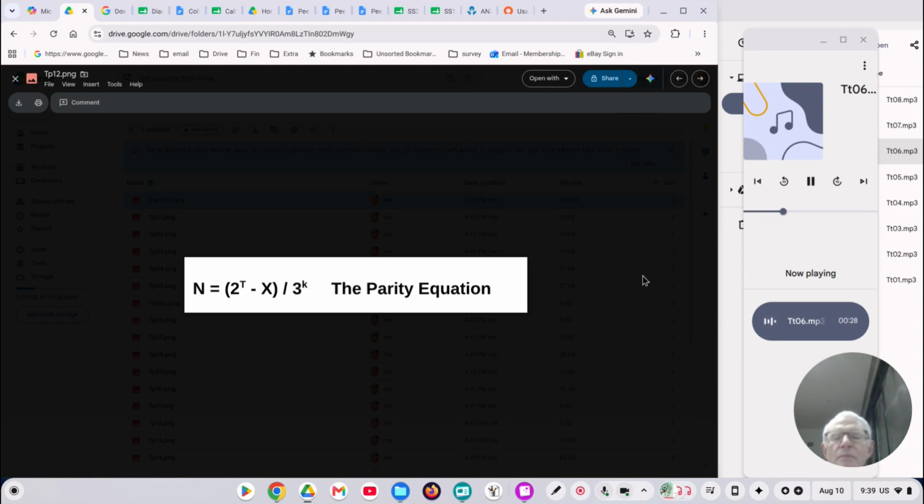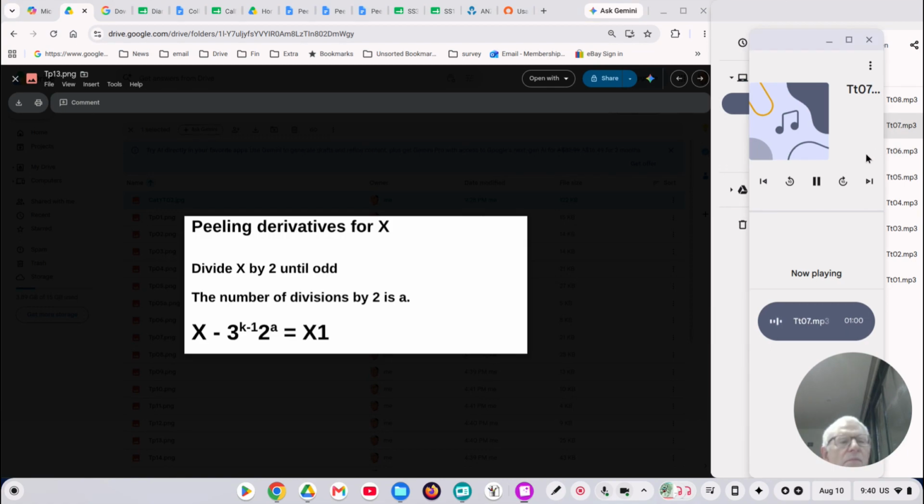You are assuming that t exists, and if it does not, then no path exists, and x will not start with 1 for odd n or 2 to the power of n minus 1 for even n. But we need a method to check to see if x is real, or what we call valid. To do this, we reconstruct the whole path. This is done by peeling. Divide x by 2 until odd. The number of times you divide by 2 is called a.